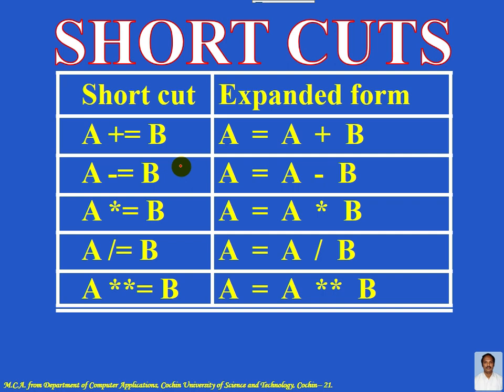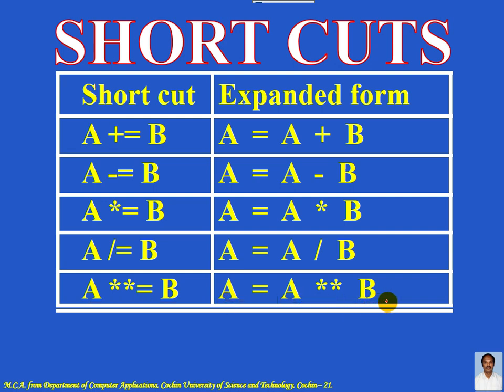Python makes use of several shortcuts. For example, a += b is the same as a = a + b. Similarly, a -= b is the same as a = a - b. ** is the exponent operator, so even this can be used as a shortcut. a **= b is the same as a = a ** b, and so on.